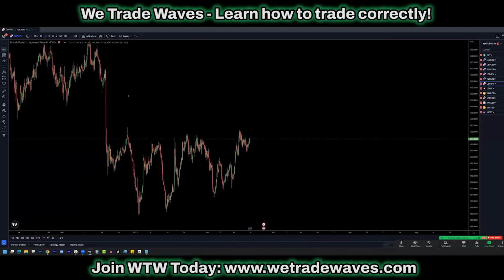Pound yen, another perfect trade. After this corrective structure, market went up. This was a contracting flat. Up, correction, up. Market corrects, and we are pushing up again.